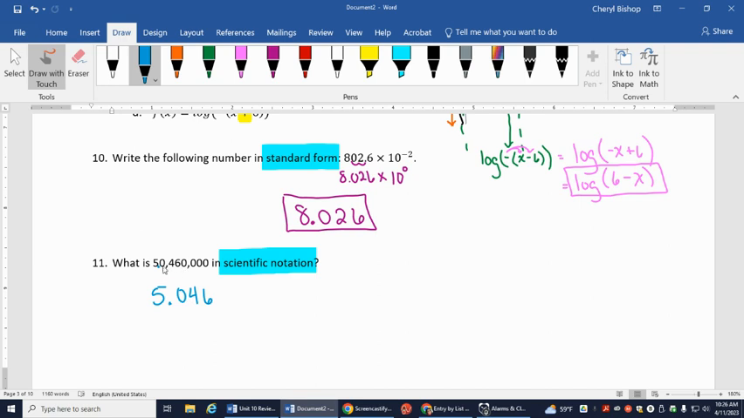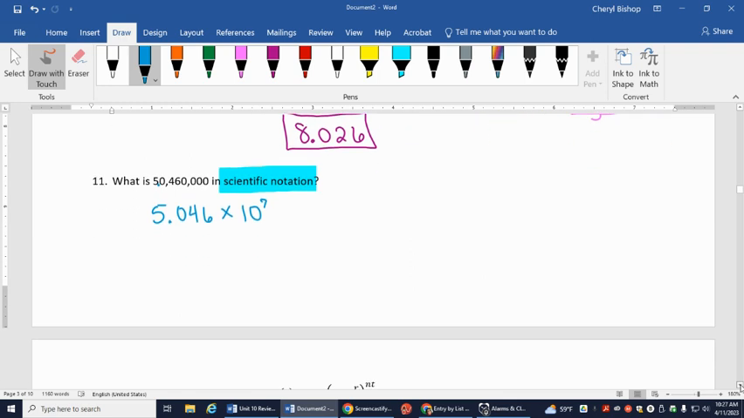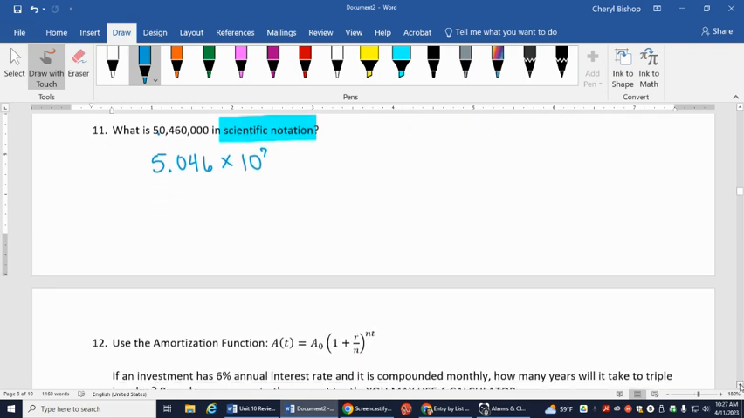I do need to put that one in there because it's sandwiched in between other significant digits. Times 10 to the, I made this big gigantic number smaller, so this number is going to get bigger. Right now there weren't any 10s, so I'm going to add to 0. How many places? 7. Questions on 11? Okay, let's go look at 12.